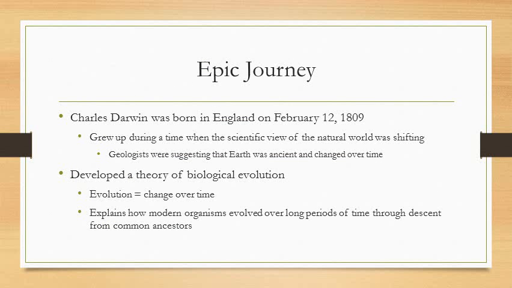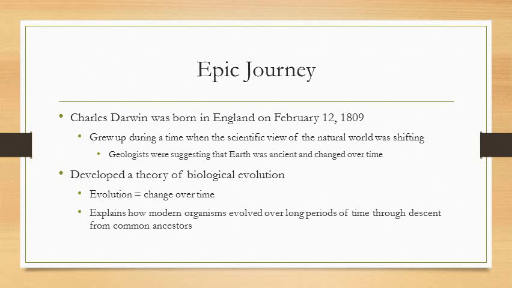So before we get started with that, let's talk about when Charles Darwin was born. It was February 12th, 1809. This was a good time for him to be born. It was a good time because at this moment, there were more scientists coming forward. They were looking at the world differently. They noticed that things were not always constant in the natural world.